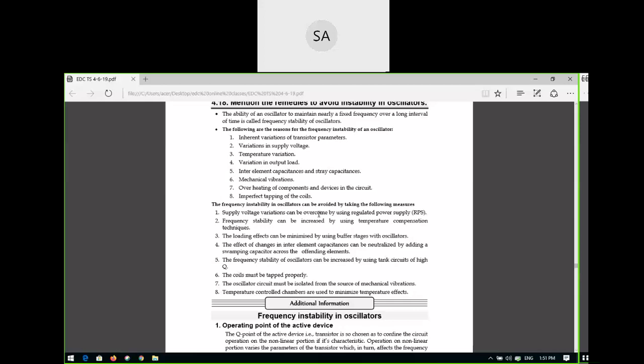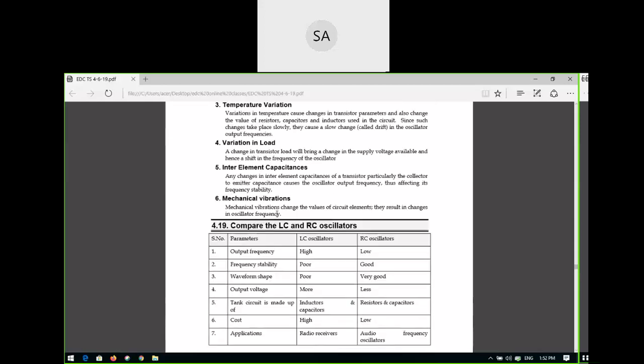So there are eight problems that are the reasons for instability, and eight corresponding remedies. You have to follow these remedies to avoid instability in oscillators, or in other words, to avoid fluctuations in oscillators. So these are the remedies.